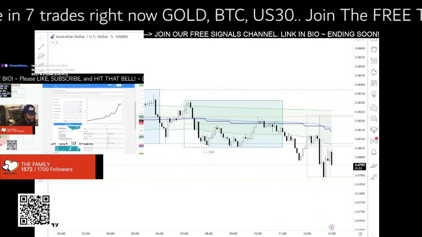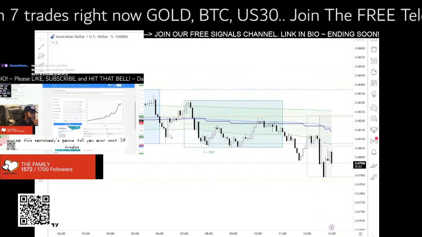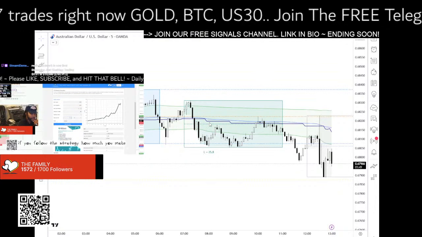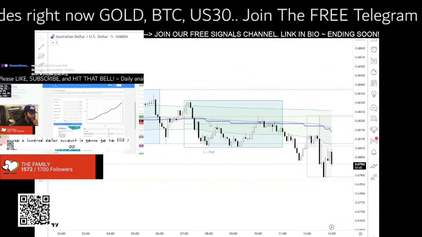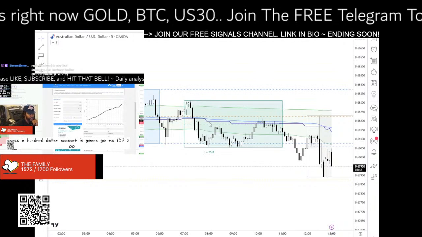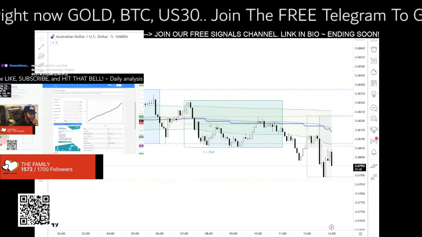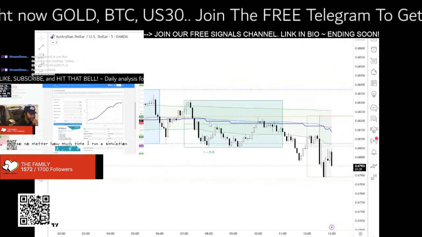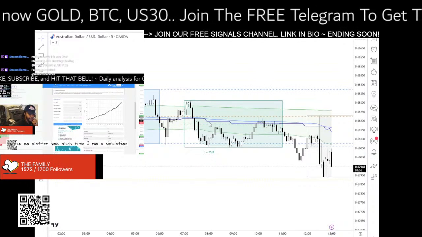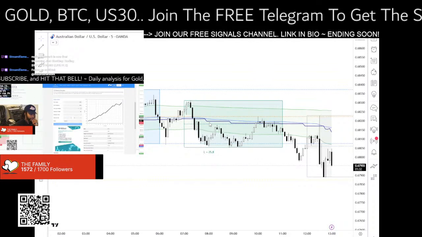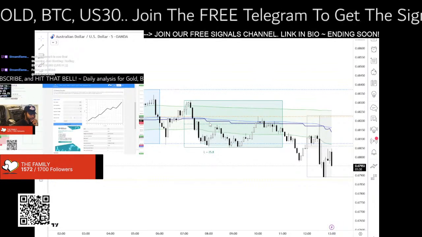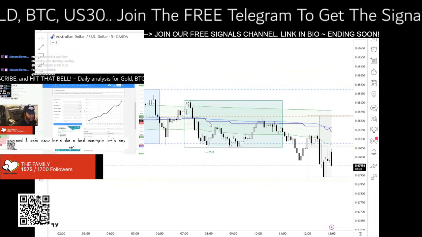next 30 trades. So this simulator is gonna tell you over the next 30 trades, if you follow the strategy, how much you make. So a $100 account is going to go to 180, 200. So you're doubling your account. So no matter how many times I run the simulation, accounts go up. And that's it.